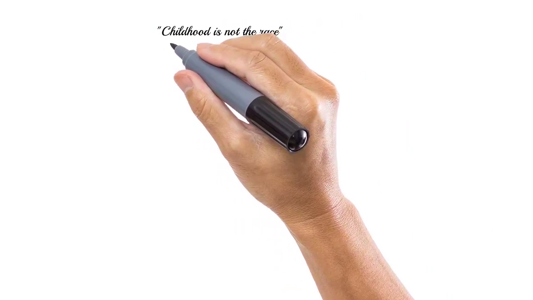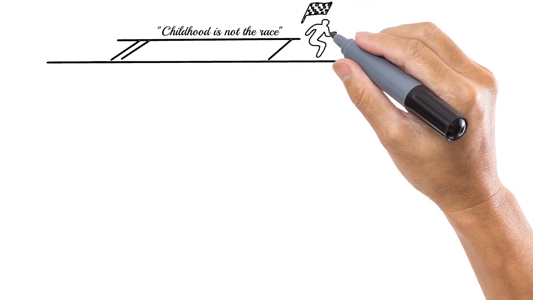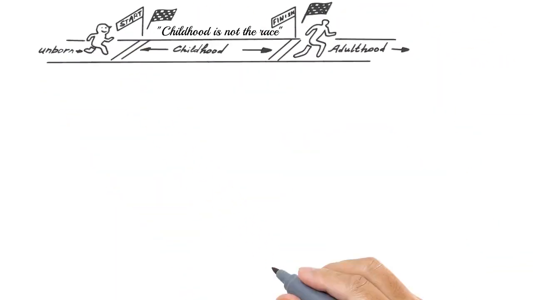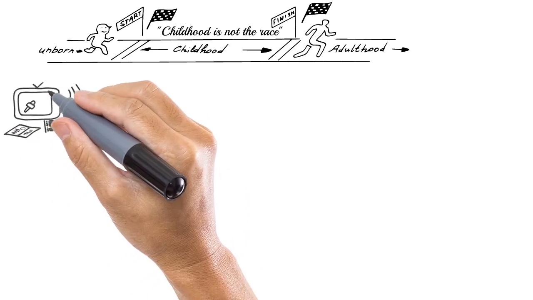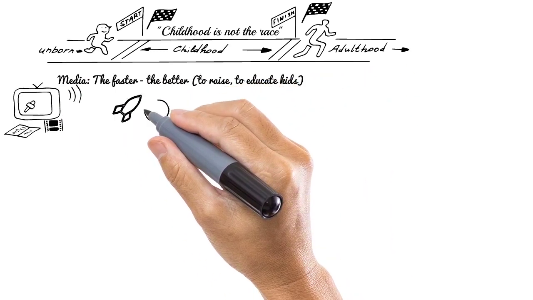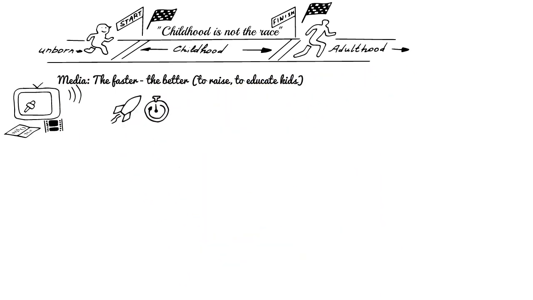Childhood is not a race. Developmental psychologists have known for decades that trying to rush children into adults is about as good an idea as trying to rush unripe tomatoes into mature fruit. Neither will do anyone any good. The media tells us that faster is better to raise and educate our children, and that we should push learning along at a rapid pace.